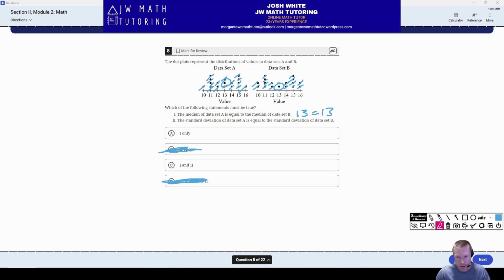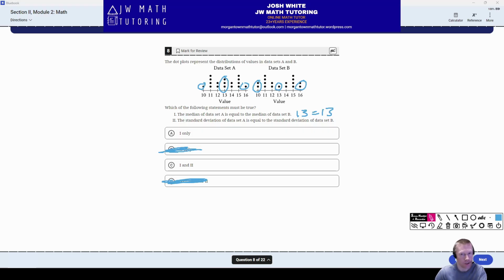Now, let me clear off some of the stuff so we can take a look at the standard deviation. So standard deviation is basically how far the data is spread out from the mean. The standard deviation is only going to be the same for two data sets if the distribution is identical. So when we're looking at dot plots, that means we see the same dots in the same locations. So for example, here, notice we have one dot here, but two dots here. And then here we have three dots, but here there's only one. And same thing here, we have two, but here there's only one.